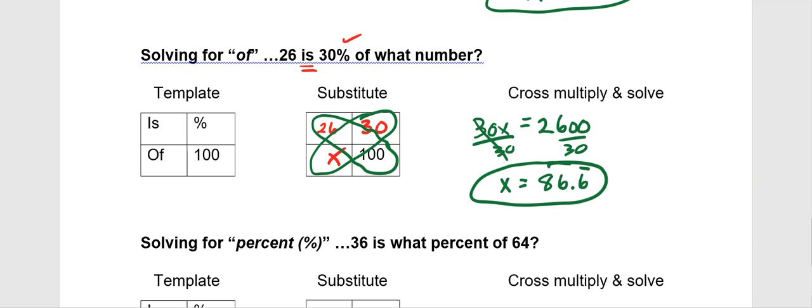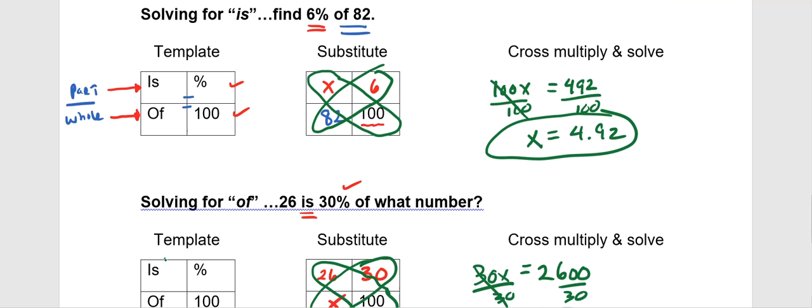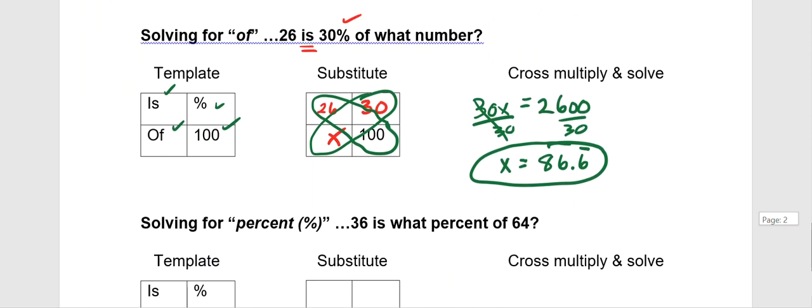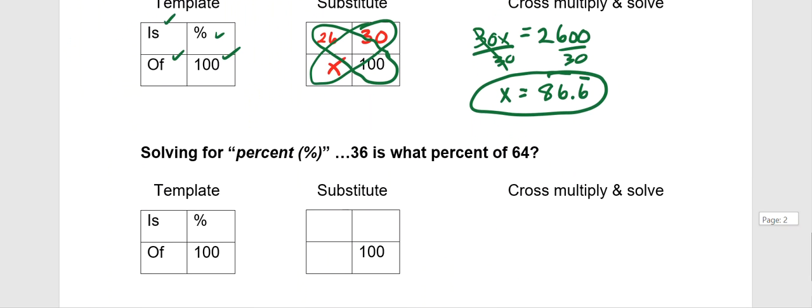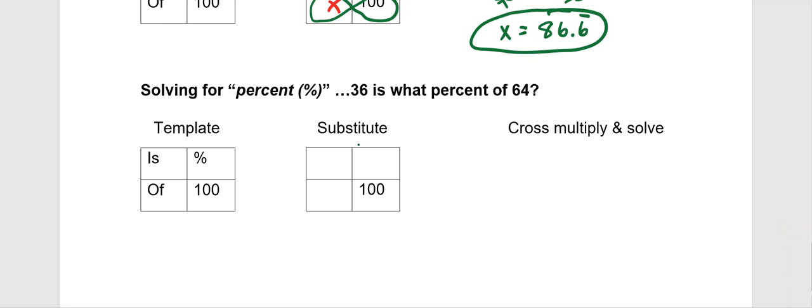So once again, you see it's just a matter of following a simple template. This is the is, of, percent, 100 template, filling in the known values, putting a variable as a placeholder for the unknown value, and then cross multiplying and solving the resulting equation. So the last problem I think should be fairly straightforward. We'll use it one more time to solve for the last remaining piece that we could solve for, in this case the percent. So it says solve for the percent.